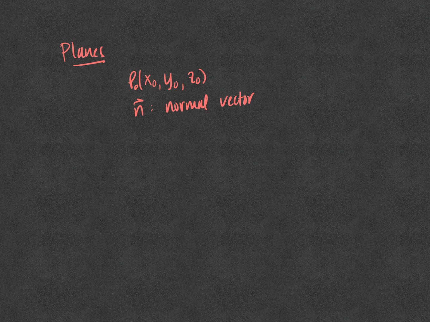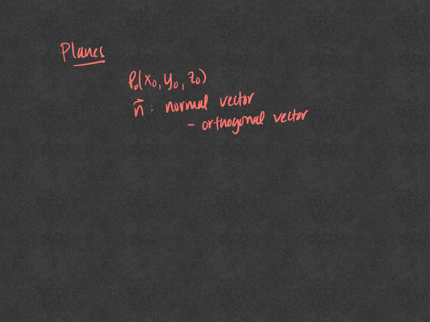It has an interesting name. Normal means perpendicular. So this is an orthogonal vector, and it's orthogonal to the plane. It's also called a normal vector, and that's why it's n.